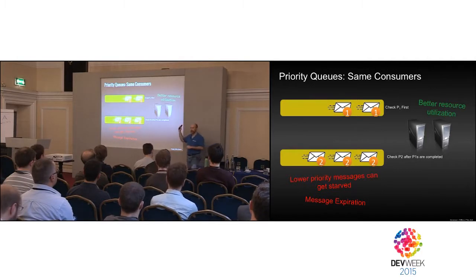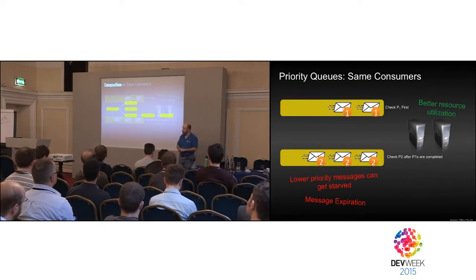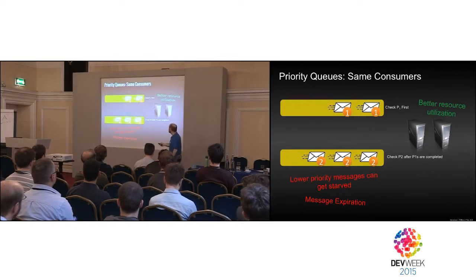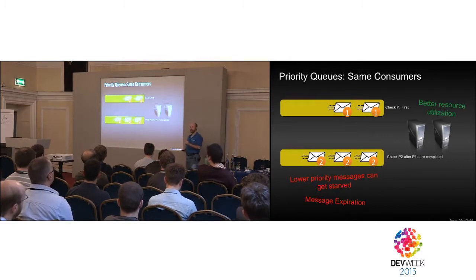Any questions about priority queues? What's your approach you recommend? So the question is, which approach do I recommend? A combination? Yeah.